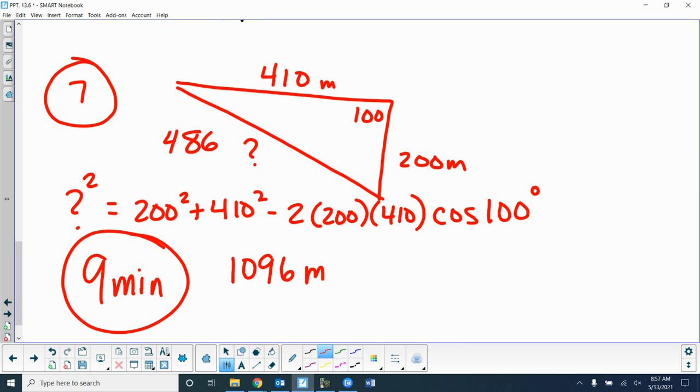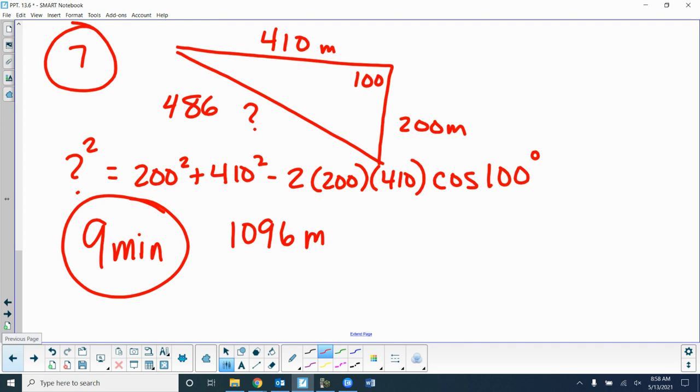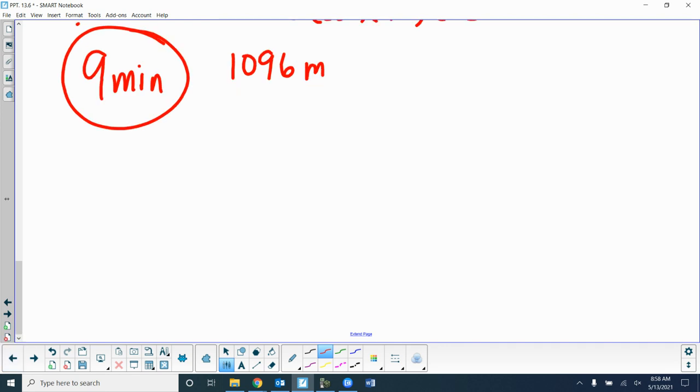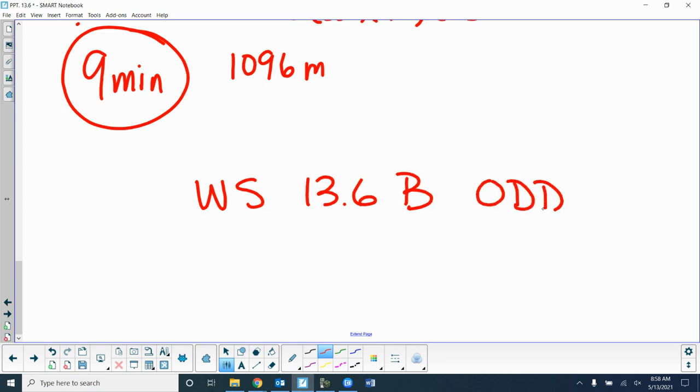All right. So today, another worksheet for homework. Just do the odds. All right. So that gives you a little more practice. Worksheet 13.6B, the odds. Okay? Don't have to do all of them. I don't know if I can find it.